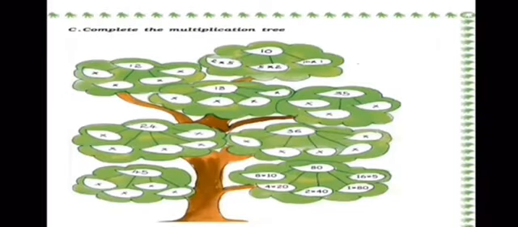Now turn to page number 133. Now as you can see over here, 80 can be made by multiplying 8 tens, then 4 into 20 is also 80, then 2 into 40 is also 80, 1 into 80 is also 80, and 16 into 5 is also 80.